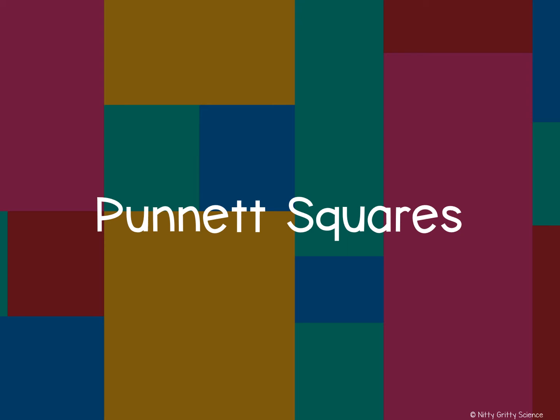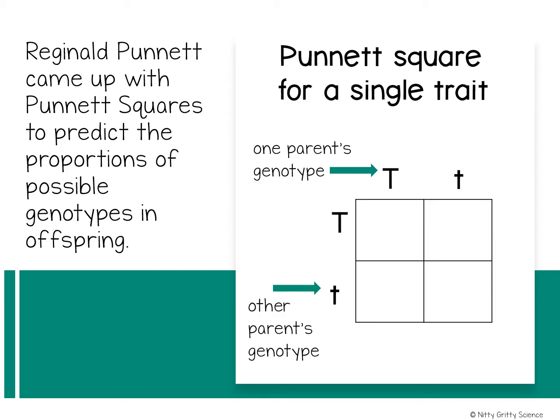Punnett squares. Have you ever flipped a coin and guessed heads or tails? Well, because a coin has two sides, there are only two possible outcomes, heads or tails. You have a 50% chance of getting heads and a 50% chance of getting tails. The chance of getting an outcome can be represented by a ratio. The ratio of heads to tails is 50 to 50 or 1 to 1.